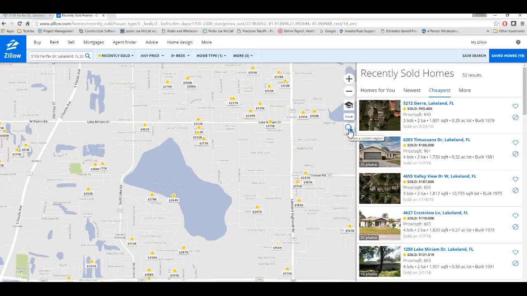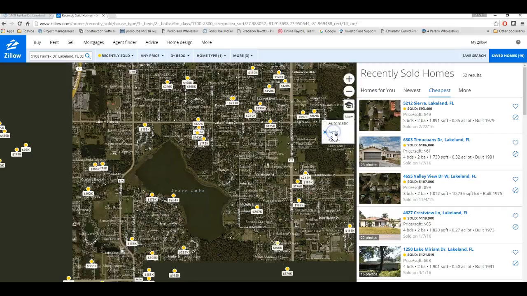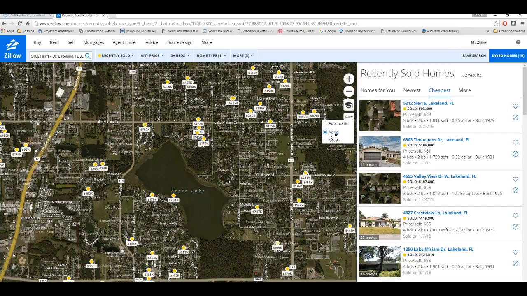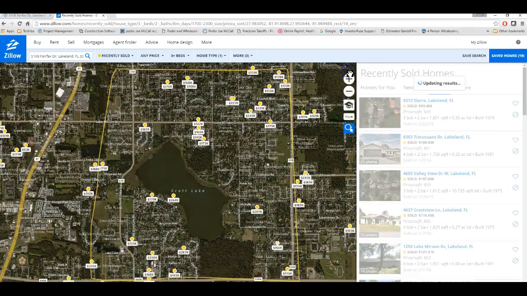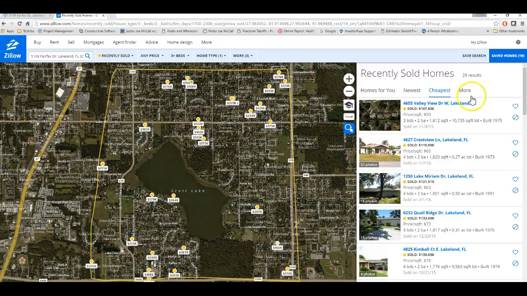a radius. I like to change the map to look like this. Okay, so let's do, I'll draw a little map. Let's go from somewhere around here. That looks pretty good. Hit apply. Sometimes if it's not working, just refresh the page. Click apply. Okay, now I like to go by cheapest.